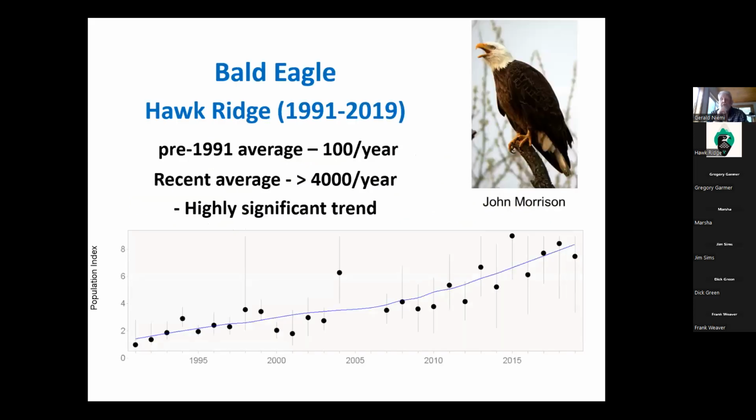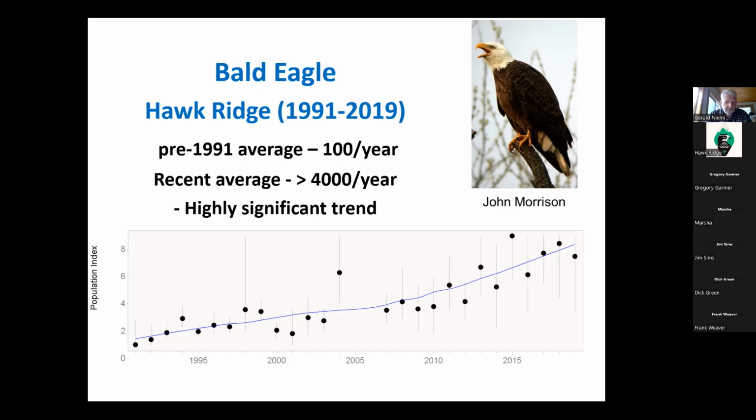So let's start with a really nice example. One of the certainly major success stories in the country is the bald eagle. And here are the count data from Hawk Ridge from 1991 to 2019. I just point out two examples: for Hawk Ridge from pre-1991, the average number of bald eagles counted per year was about 100.